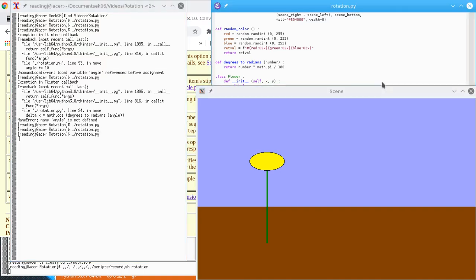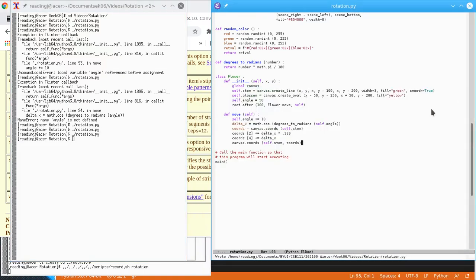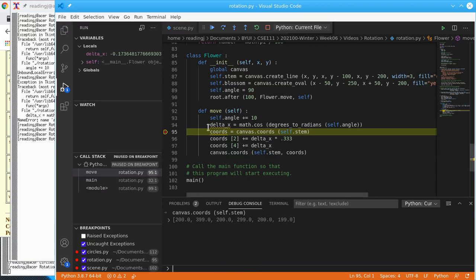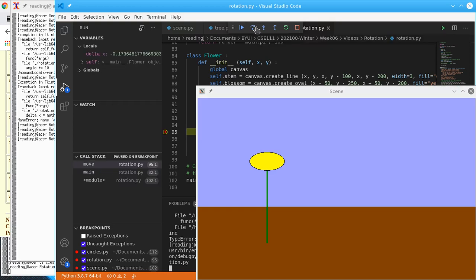It didn't move. Why didn't it move? Yeah, now we go to our debugger. And we say restart. Okay.